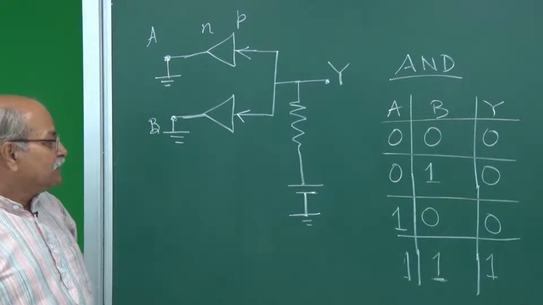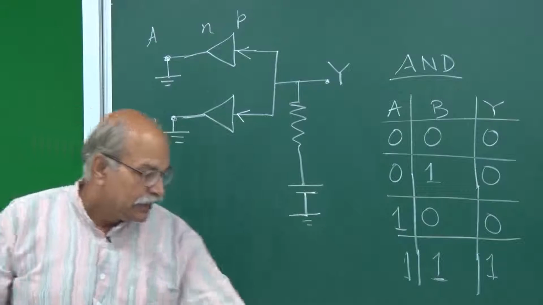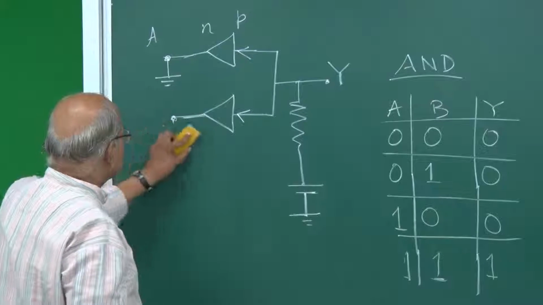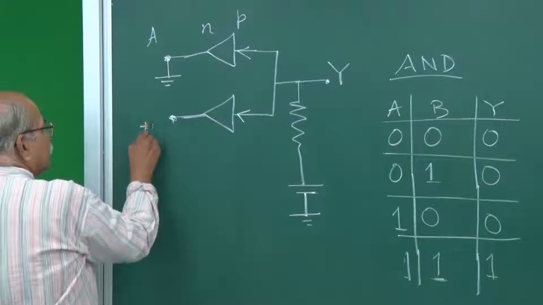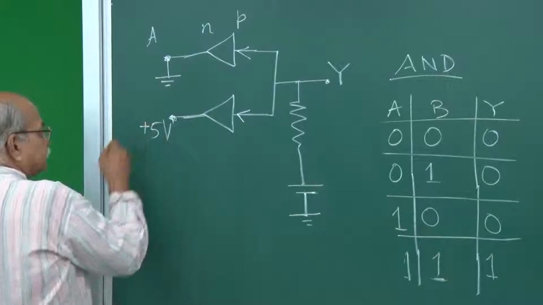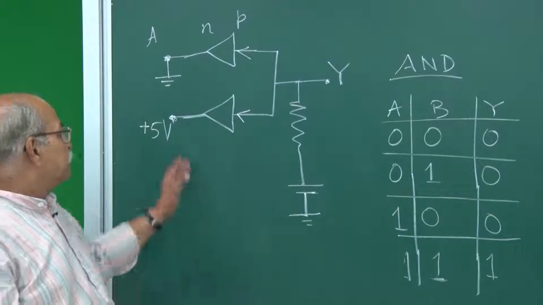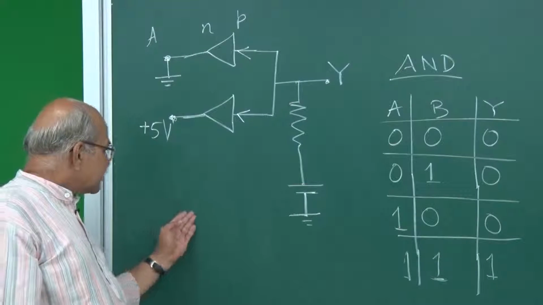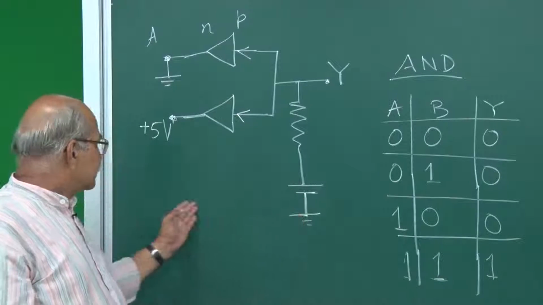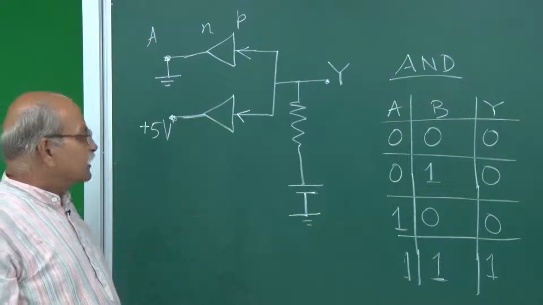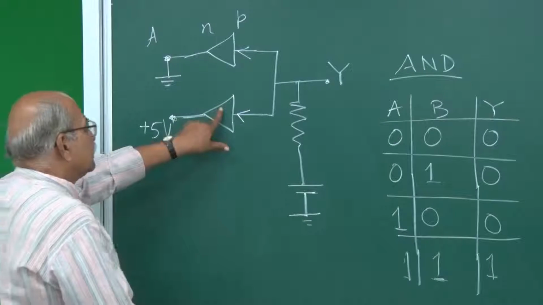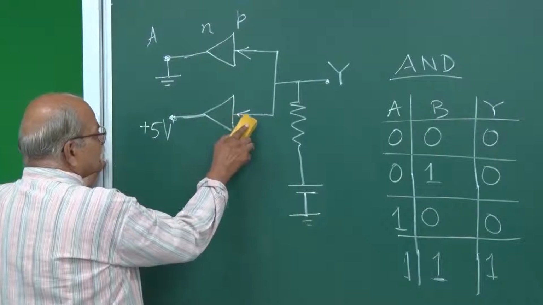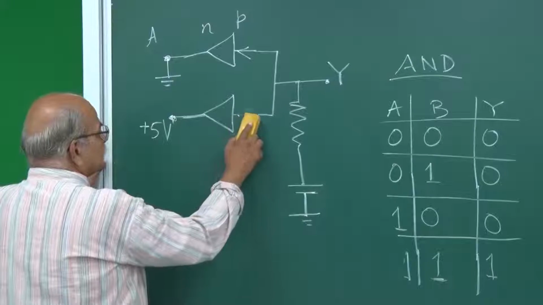And then what happens if A is 0 and B is 1? A is 0 means A remains grounded, but now B is at 5 volts, let us say 5 volts. So if we have put 5 volts here, that means we have put another battery here, and that battery is connected to this negative here, and this is plus 5 going that. So what happens? This becomes reverse bias. You have put full 5 volts here. So no current through this.